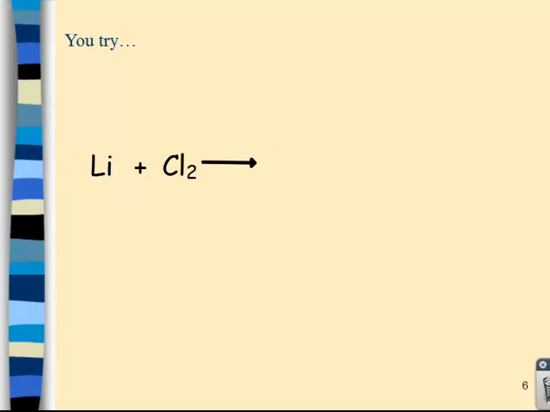Next one. Once again, an element by itself and an element by itself. You squash them together, and you do the charges. +1, -1. So that's it. A 2 there and a 2 there is once again going to balance this whole thing.